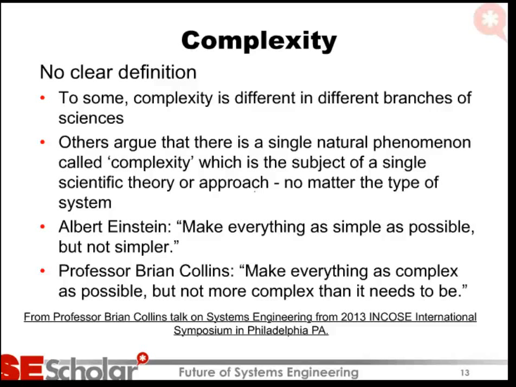But complexity is something, and I'm going back here to what Albert Einstein says: make everything as simple as possible, but no simpler. But Professor Brian Collins just presented a wonderful system engineering brief at the last INCOSE symposium in Philadelphia. And there he actually said he likes to think of it this way: make everything as complex as possible. There's no more complex than it needs to be.